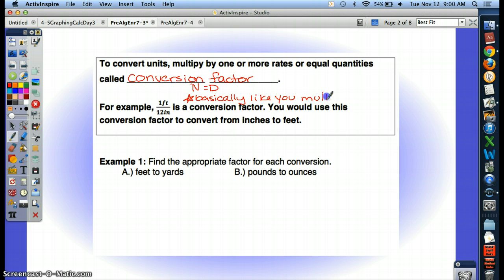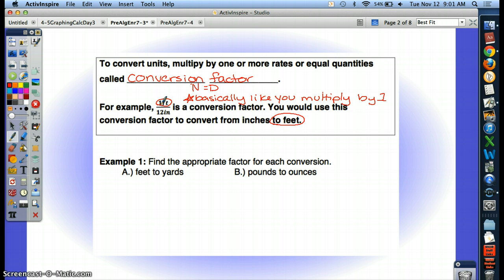It may not look like 1, but if the top is equal to the bottom and you are dividing anything by itself, that really is like 1. So in essence, that's what you're doing here, okay? So it's basically like you multiply by 1. Again, it doesn't have to be the number 1, but if the top is equal to the bottom, when you divide, that's essentially 1. So, for example, 1 foot over 12 inches would be a conversion factor. You would use this to convert from the inches to the feet. So we're getting to the feet, and that's why the feet are on top.